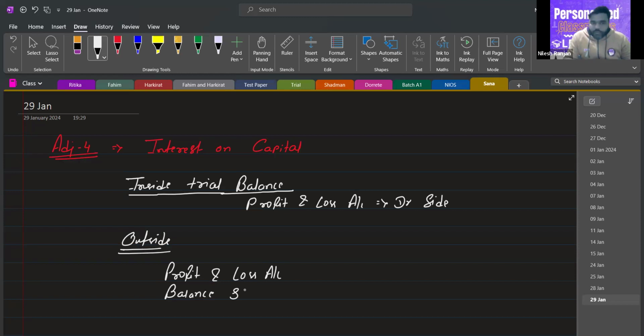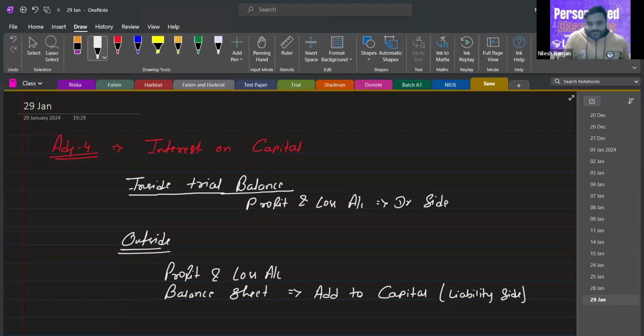In the balance sheet, you have to add this to capital, on the liability side. Capital is always on the liability side, yes. So if you add to capital, then it will be on the liability side always. Actually, I was not going to write liability side, but you told me that it will go to asset side. That's why I have written. Okay, so profit and loss account, debit side.